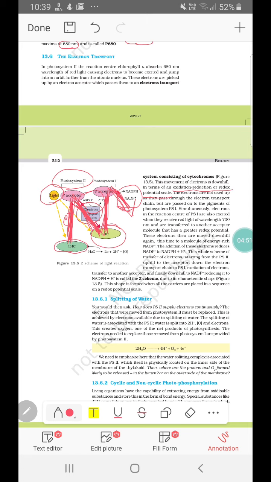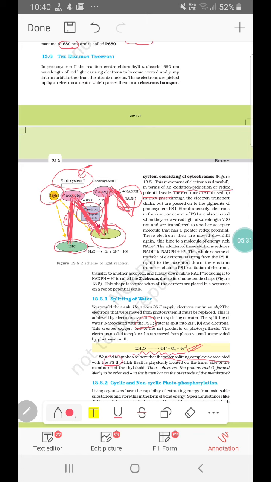Now coming to splitting of water. As we saw, there is absorption of light and splitting of water. Where does PS2 keep on getting its supply of electrons? It is due to splitting of water, which is associated with PS2. When water is split, electrons are released. That is how a continuous supply of electrons is there from PS2. Always remember that whatever electrons are there, they come from PS2, because the water splitting complex is associated with PS2.